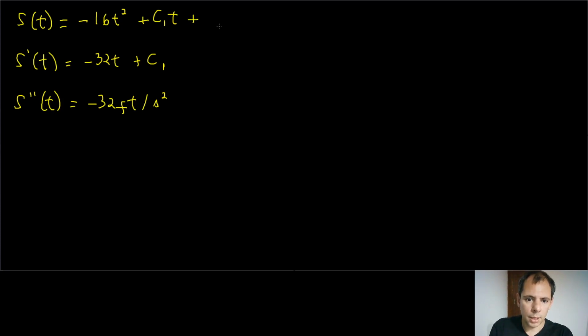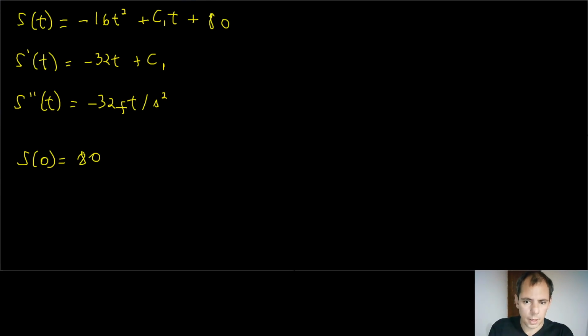c1t plus c2. All right, and now I'm going to give you initial conditions. I'm going to say that s of 0 is equal to 80, right? If I'm telling you that s of 0 is equal to 80, if you put a 0 here, you knock out this term and you knock out that term. That means that c2 is equal to 80, okay? So I'm going to erase this stuff and I'm already going to put an 80 here.